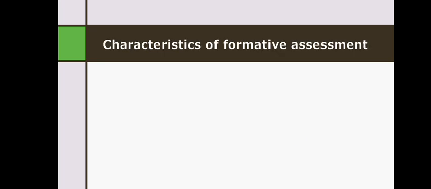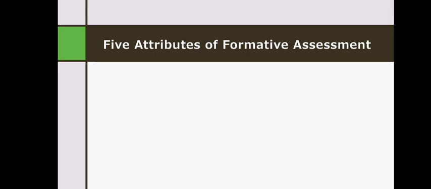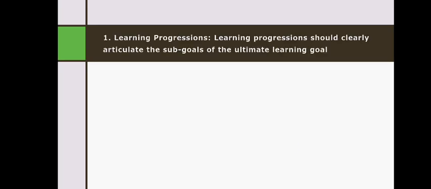Characteristics of formative assessment. 5 attributes of formative assessment. Note: teachers should strive to use all 5 attributes in their formative assessments. Number 1. Learning progressions. Learning progressions should clearly articulate the sub-goals of the ultimate learning goal.